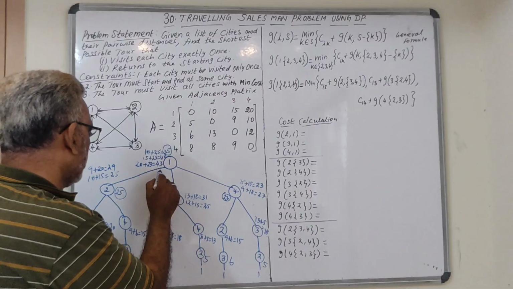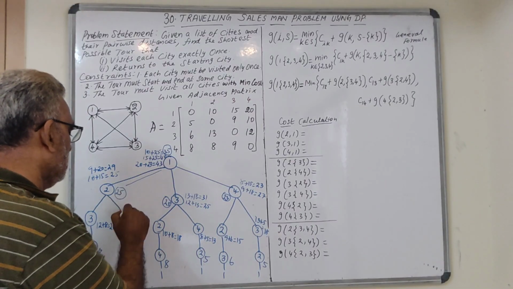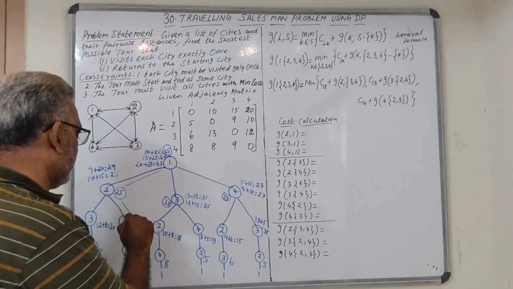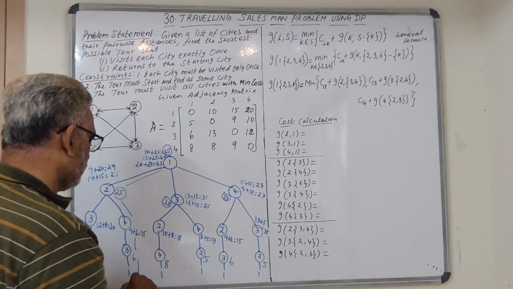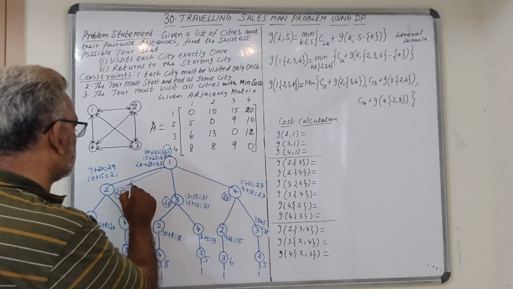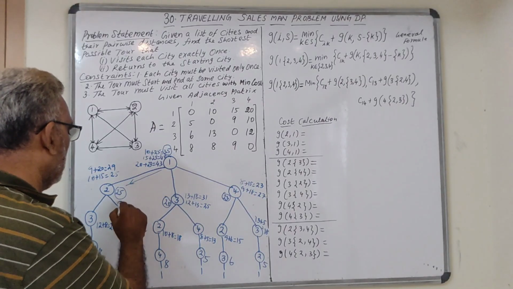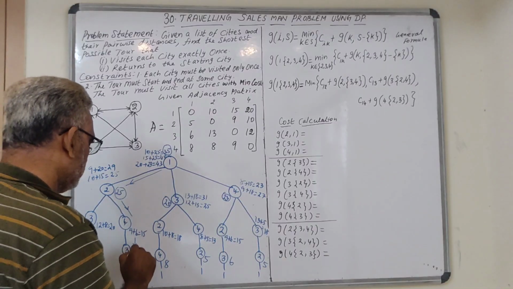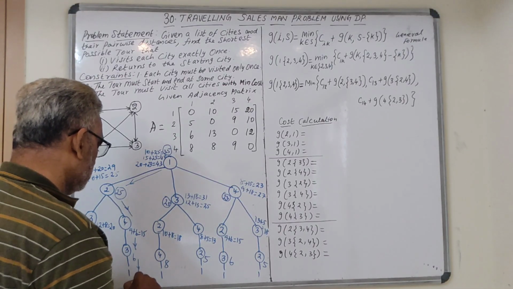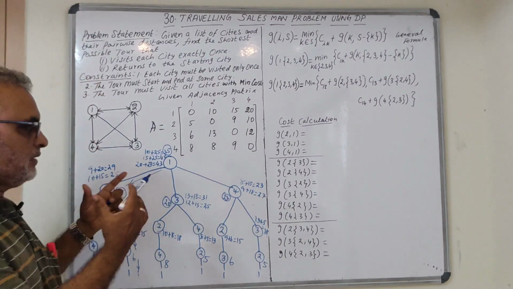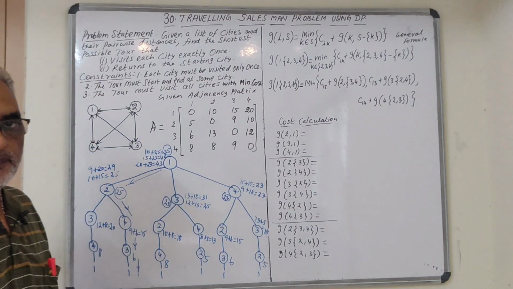For the minimum cost, we have to select the path. This is the path: 1 to 2, and again this is the minimum cost, and similarly it reaches 1. So this is the route. That is 1 to 2 and 2 to 4, then 4 to 3, and from 3 again to 1. So that is the tree representation. This method is what is called the brute force method.